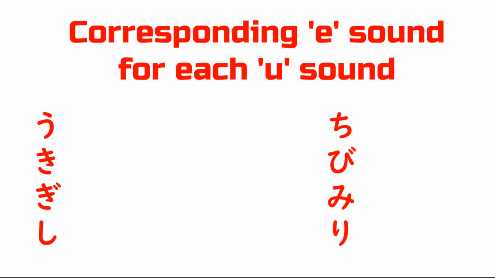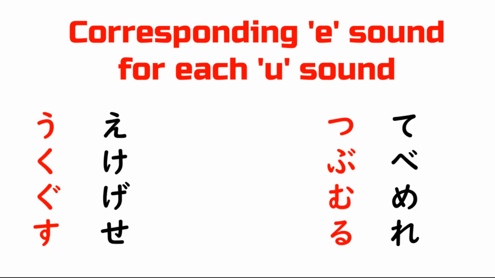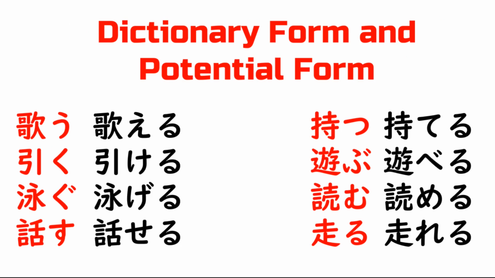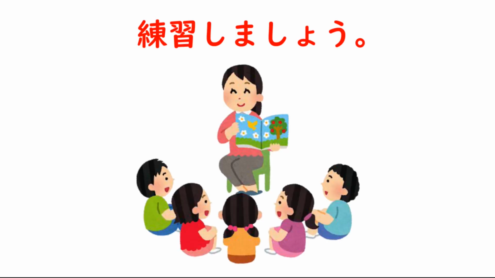To help you understand better, let's look at the table that shows the corresponding A sound for each U sound. To make it easier, here's a summary table showing the dictionary form and potential form of some common Group 1 verbs. Now, let's practice with some sentences.